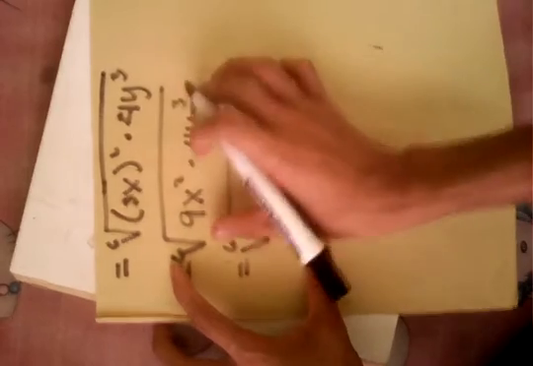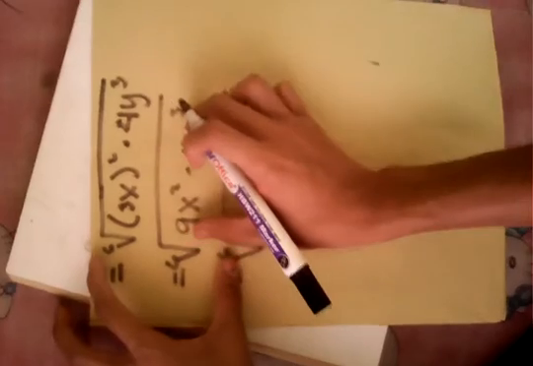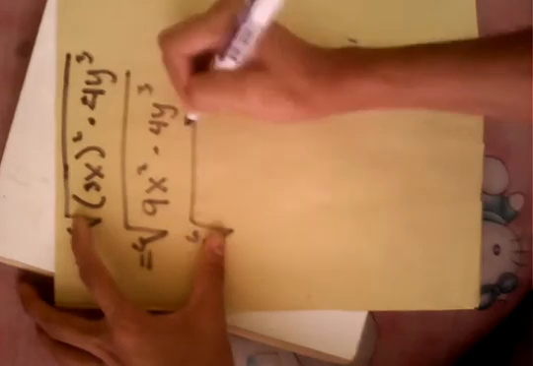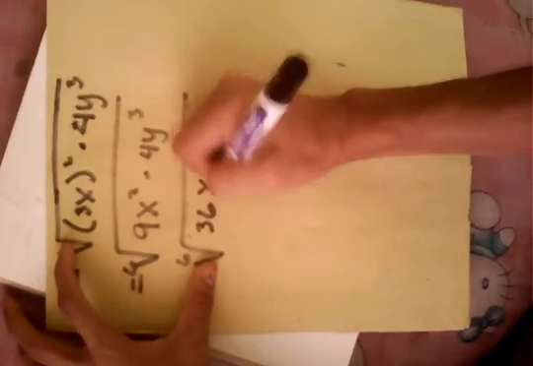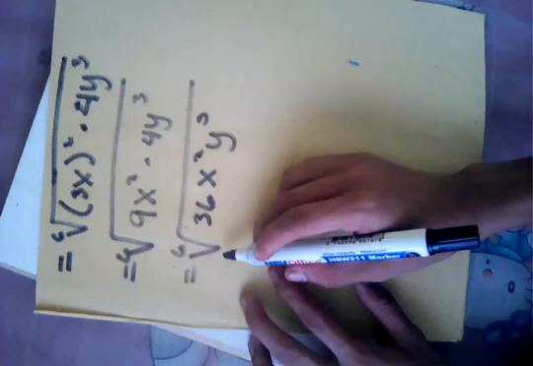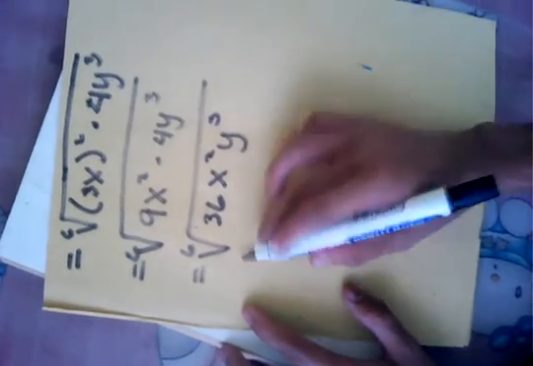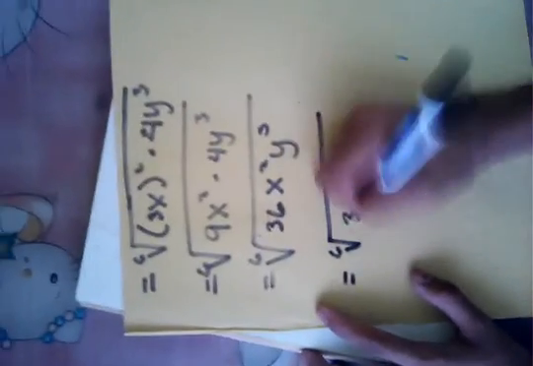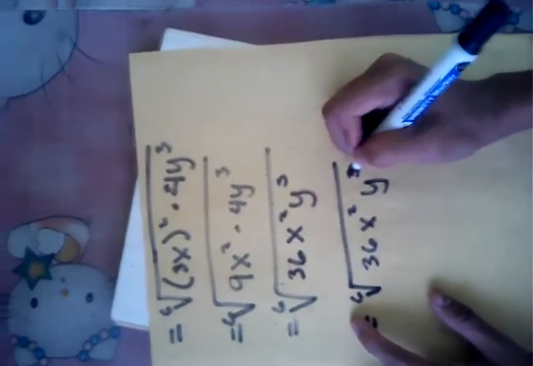Then, in multiplying with variables, just simply multiply the numericals and combine the variables. So, 9 times 4 is 36. Then, combine the variables, which are x squared and y cubed. So, what is the 6th root of 36x squared y cubed? It's simply the 6th root of 36x squared y cubed.